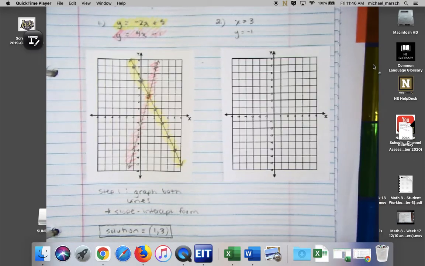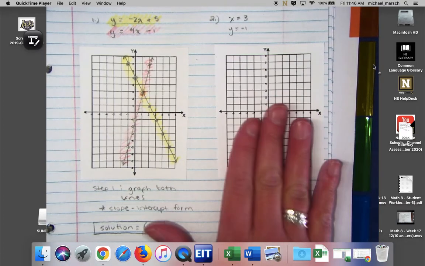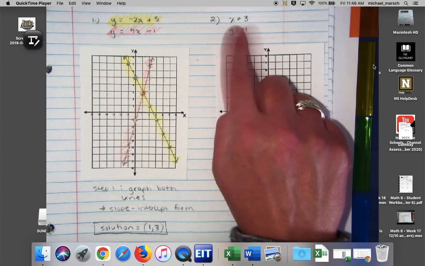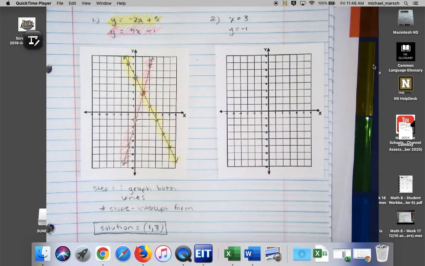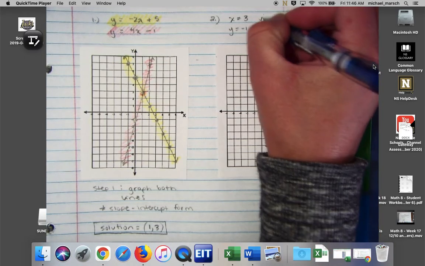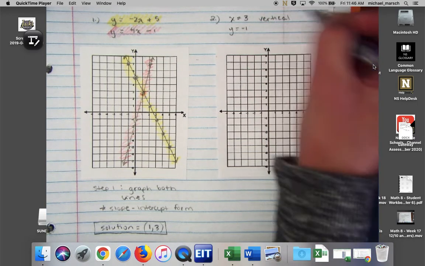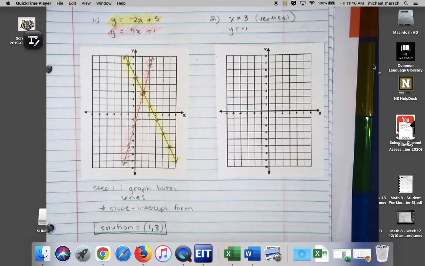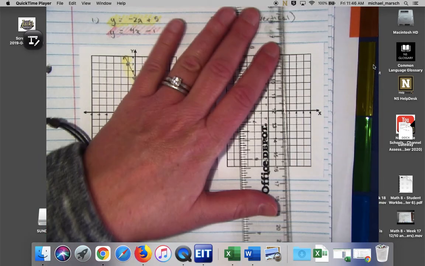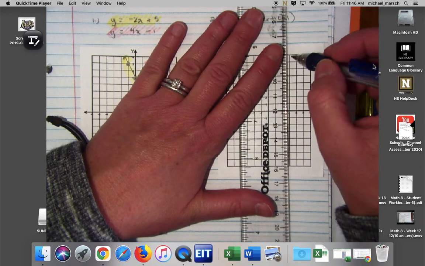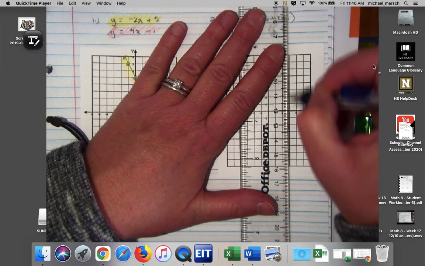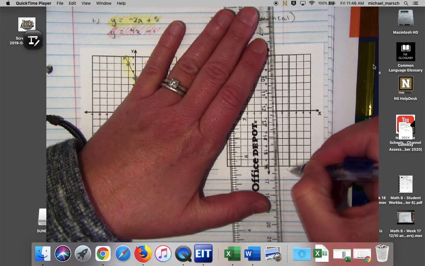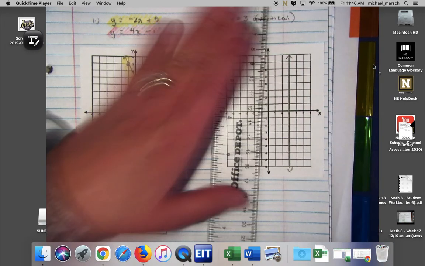Okay, so back to our graphing. If all we have are x values and they equal 3, what kind of line is that? Horizontal or vertical? Vertical. Right? If all of my x values are 3, that means I have a vertical line at positive 3, right? And I know people always forget which is which, so that's why I put them in the notes.